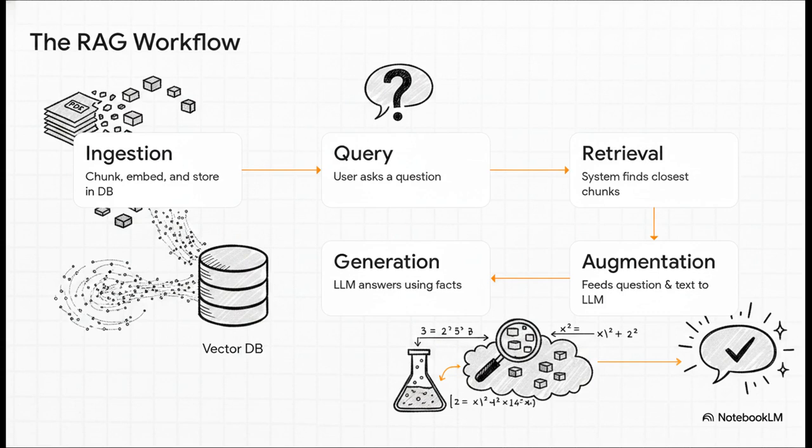Step 1 is ingestion. You take your company's PDFs, break them into smaller chunks, embed them, and store them in the vector DB. Step 2, the user asks a query. Step 3, and this is where the absolute magic happens, is retrieval. The system turns that user's question into a vector, mathematically finds the closest chunks of information in your database, and pulls them out. Step 4 is augmentation. It combines the user's original question with those freshly retrieved facts. And finally, step 5 is generation. The LLM reads those facts and generates a perfect, completely grounded answer.